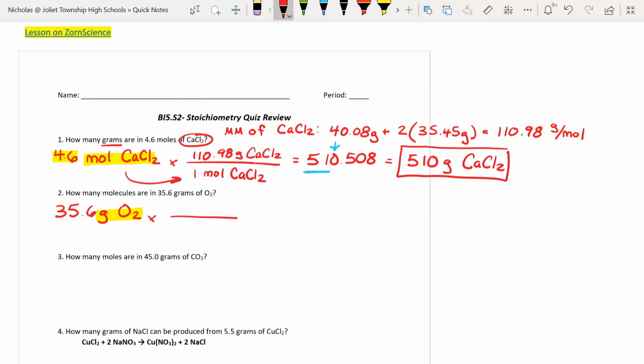If you look up oxygen on the periodic table, the molar mass of oxygen is 16, but there are 2 of them. So the molar mass will be 32 grams. Oops, I said that would go on the bottom. And that's how many grams are in 1 mole.